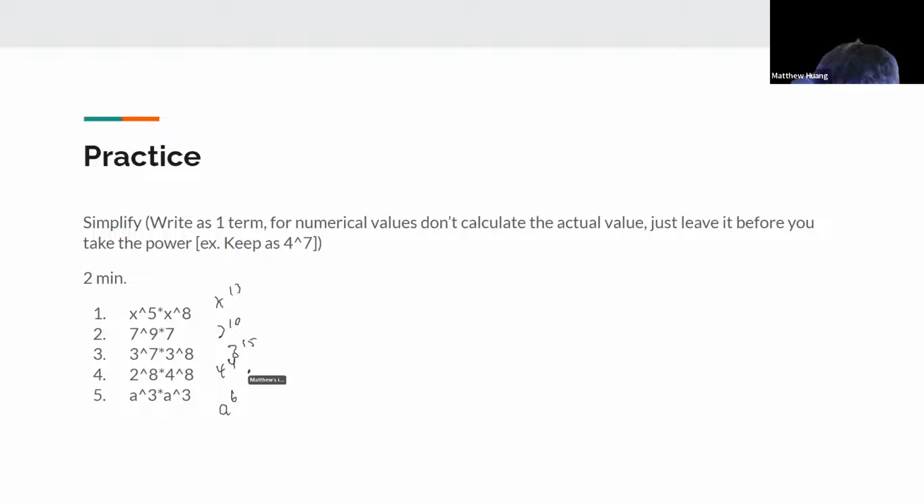So this just turns into 4 to the power of 4 times 4 to the power of 8, which is equal to 4 to the power of 12. So that's just this section, and we'll move on to the next rule.